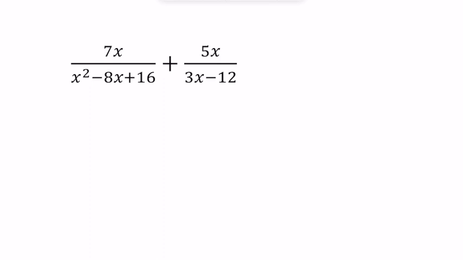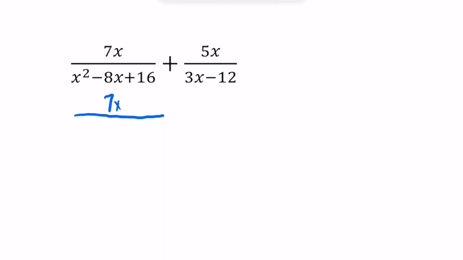Now let's take a look at some problems where our denominators are a little bit more complicated at the start. In such cases, to figure out what you're going to need to multiply by the top and bottom of each fraction, it can help to factor your denominators.